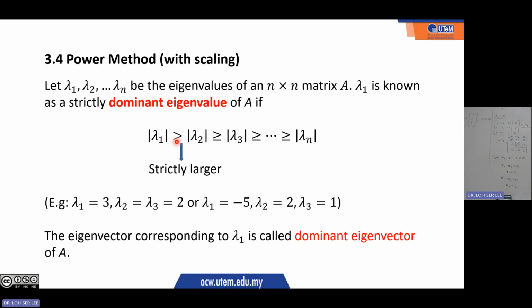Strictly means no equal. Lambda 1, the magnitude must be greater than the rest. And the eigenvector corresponding to this lambda 1 is called the dominant eigenvector. So lambda 1 is the dominant eigenvalue, and the corresponding V1 will be the dominant eigenvector. This is what we will find from the power method. It will provide only your lambda 1 and V1. We won't find lambda 2, lambda 3. We will just get lambda 1 and V1.